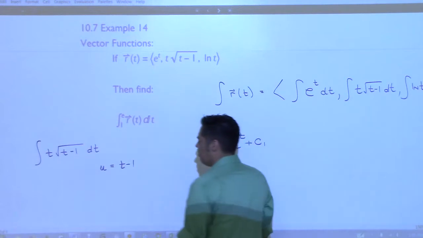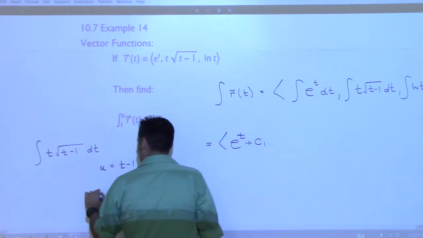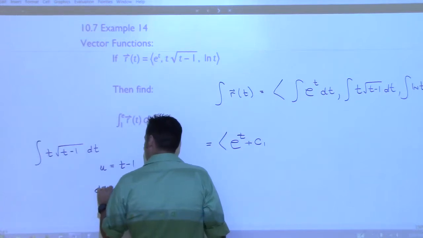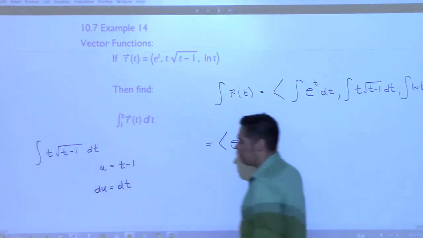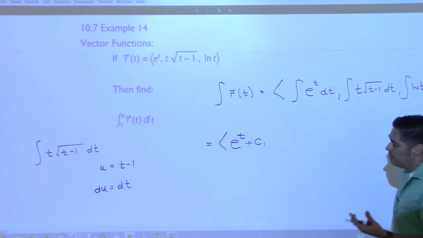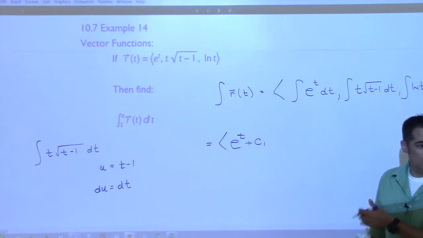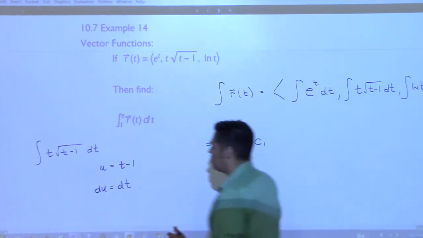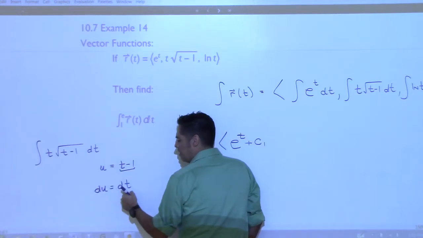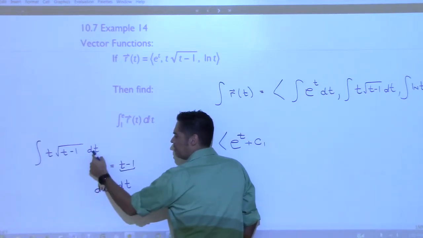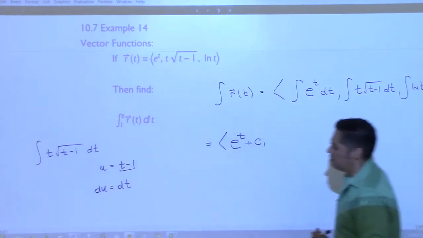So u is that. Everyone has learned integration a different way. You then take the derivative of this, so I would just say du is dt. And then what I taught my class to do is try to rewrite the integral in terms of u right now. So anywhere I see t minus 1, I'll replace it with u. I replace dt with du. This is going to become root u. But I still have to replace the t.